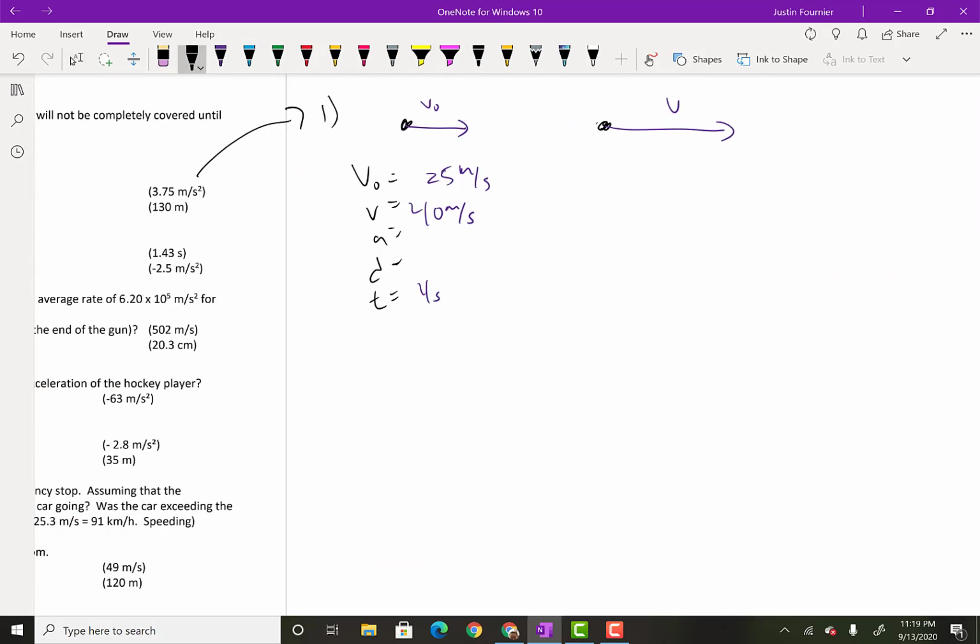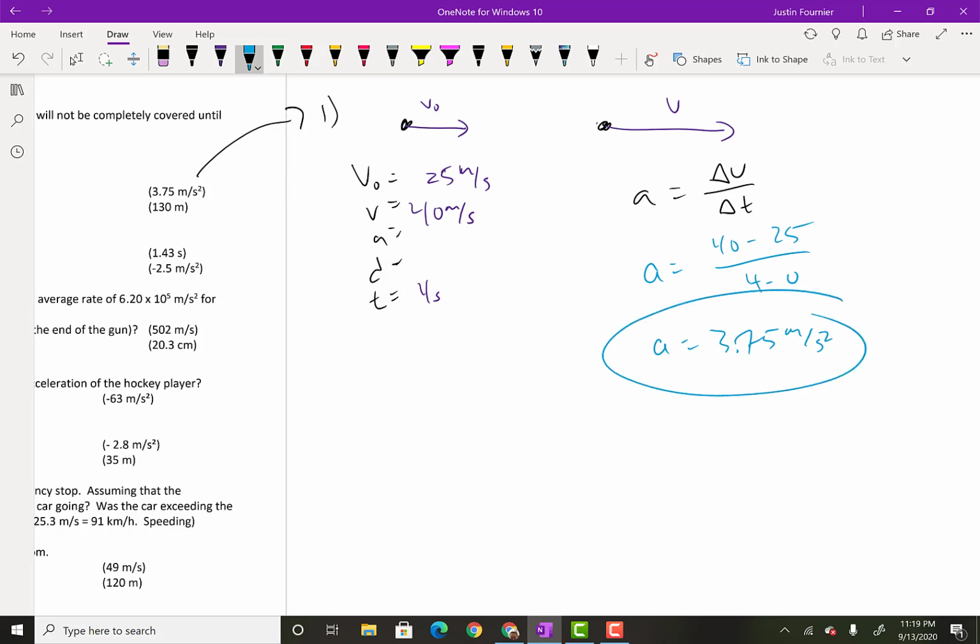So, okay, to get the acceleration, the acceleration is the change in velocity over the change in time. Once again, the acceleration is the final velocity, which is 40, minus the initial velocity, which is 25, divided by the change in time, which is 4 minus 0. And so my acceleration is going to be 40 minus 25, which is 15, divided by 4, which is 3.75 meters per second squared. And that is our answer.